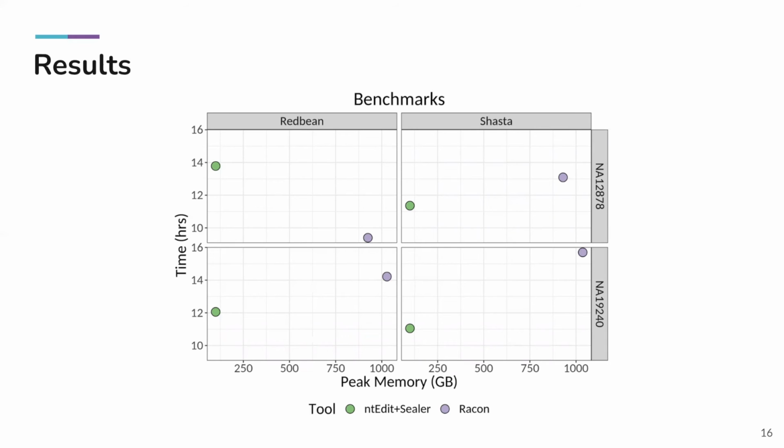ntEdit and Sealer required significantly less RAM than RACON, about 1/10, using 100 gigabytes versus approximately 1 terabyte respectively. The protocol also completed in less time than RACON in 3 out of the 4 runs.